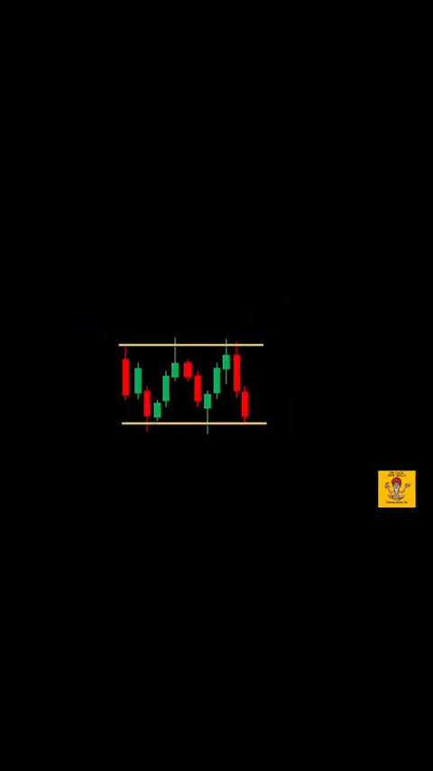Let's break down each phase so you know exactly what to look for. Consolidation. During the consolidation phase, the market moves sideways in a tight range, giving the illusion that there's no clear direction. But behind the scenes, smart money is quietly accumulating or distributing positions. This calm, range-bound action is the foundation for the bigger move that's about to unfold.